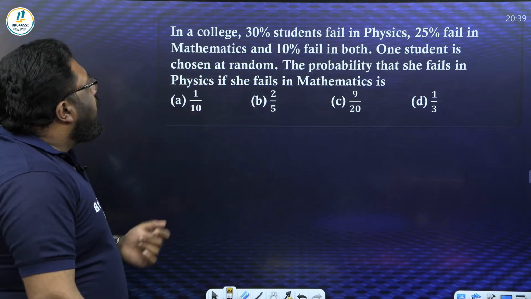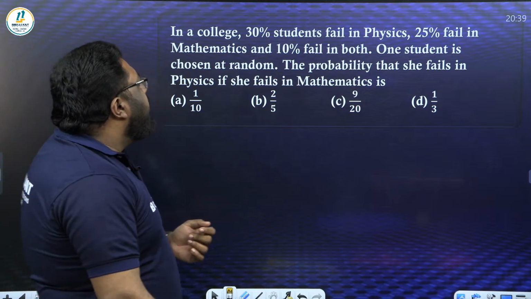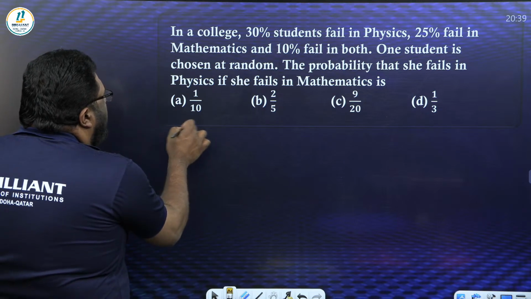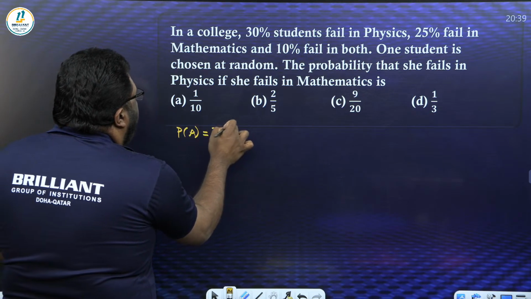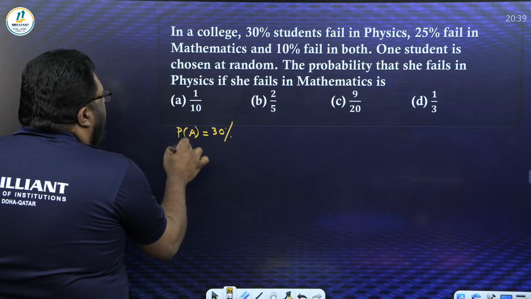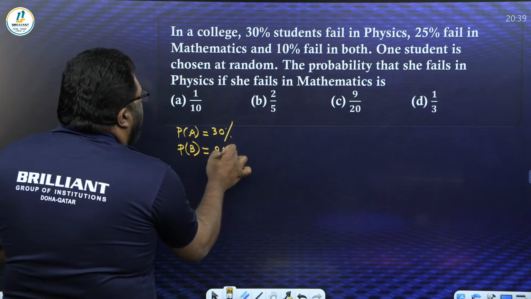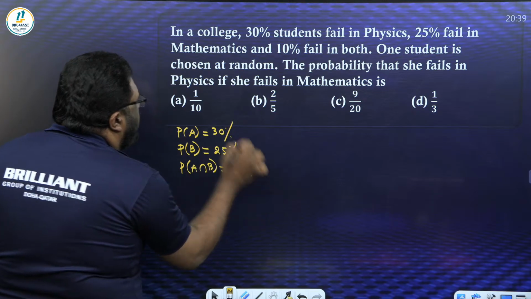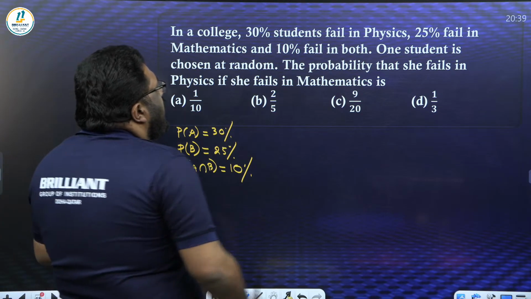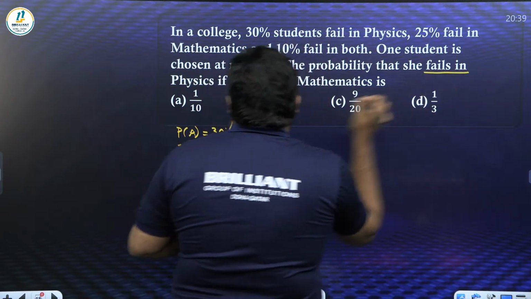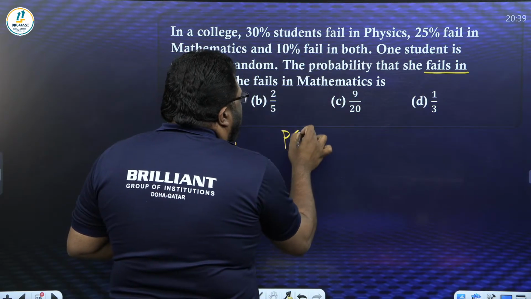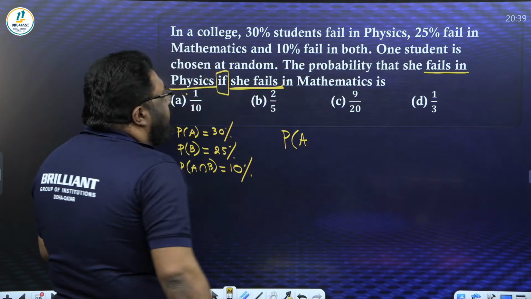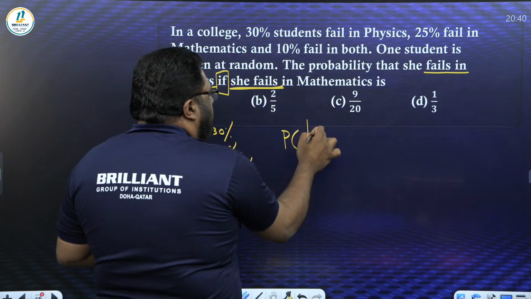In a college, 30% students fail in physics, 25% fail in mathematics and 10% fail in both. So I have 30% for A, say physics, 25% for B, say mathematics, and P of A intersection B equal to 10% for both. The probability that the student chosen fails in physics, I want the probability the student fails in physics if she fails. What is the meaning of this? If given that she fails in maths.